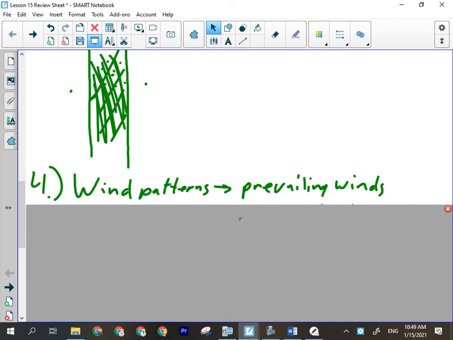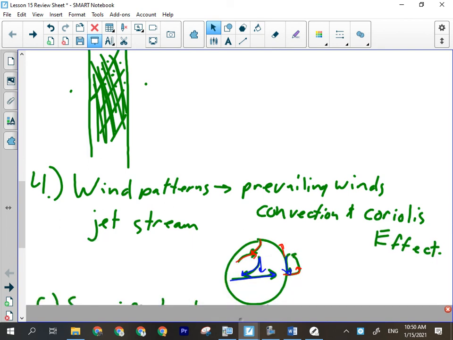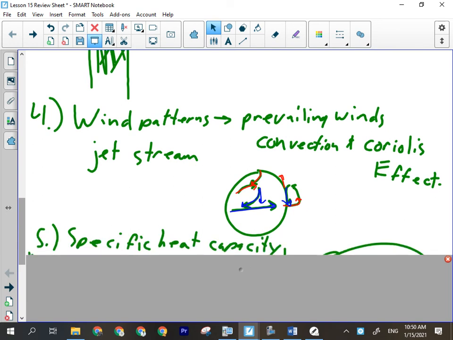What causes those prevailing winds? Well, that's the interaction between two things: convection, see, convection just came up again, and the Coriolis effect, that's the rotation of the Earth. So convection causes air to move north and south as well as vertically, but the Earth rotates underneath it, which makes it appear to come from a different direction because we're moving through it as it's cycling, and that's what causes those prevailing winds. The jet stream is also a wind pattern, right? So we can come up again there.